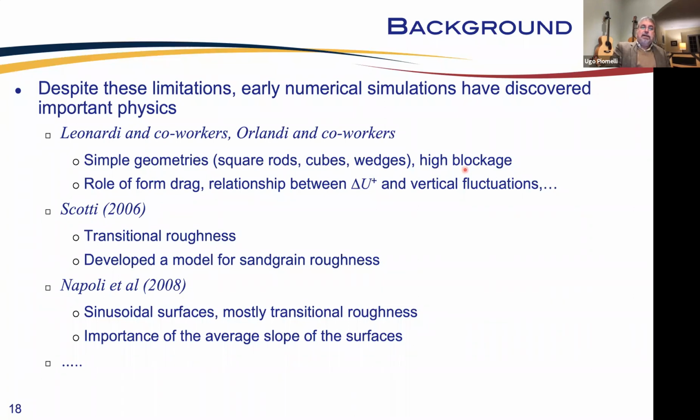But despite this, they looked at the role of the form drag, and very importantly, they proposed the relationship between the roughness function delta U and the vertical fluctuations at the crest, basically the wall normal Reynolds stresses at the crest. Scotti in 2006 developed a model for sand grain roughness that worked in the transitionally rough regime, and that's the model that I've been using for many years, and you can extend it to the fully rough regime.